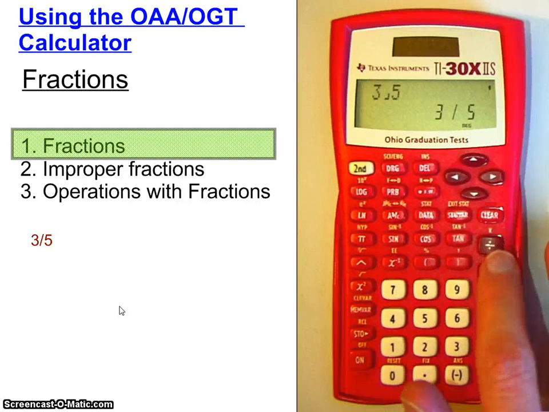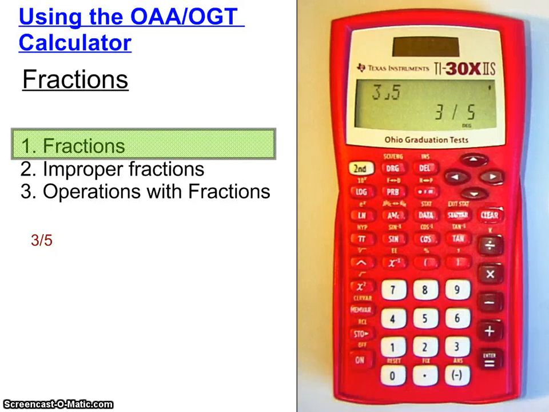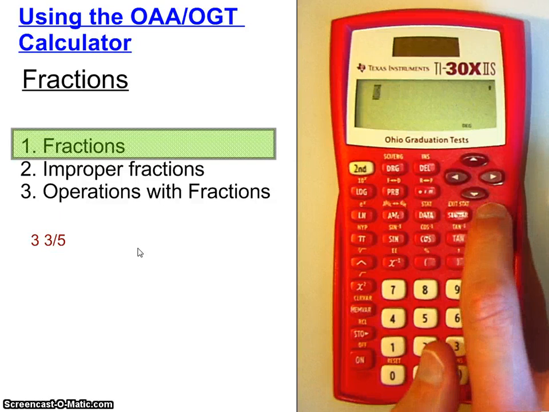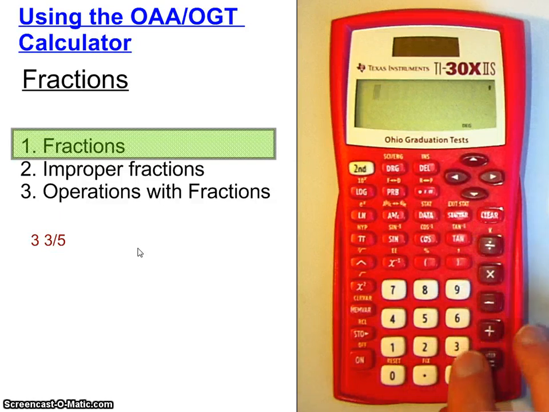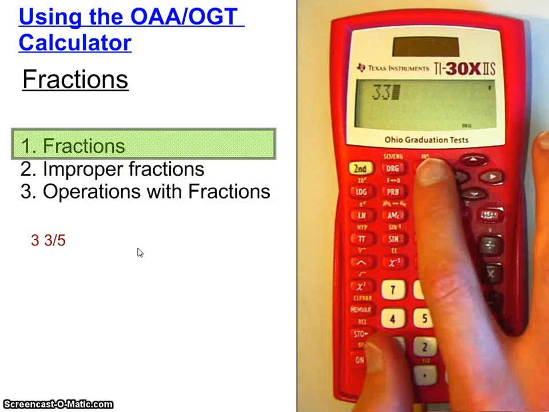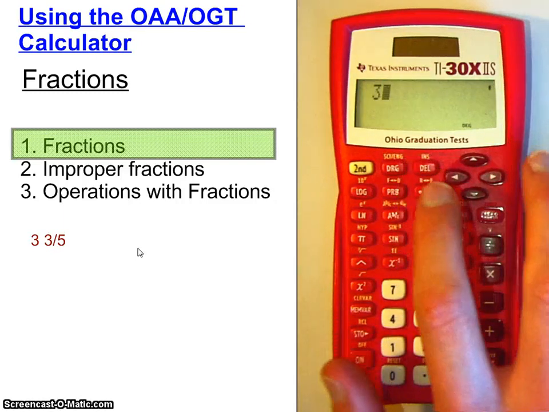Now, when you're looking at mixed numbers, let's go ahead and change this. Instead of 3/5, we're going to have 3 and 3/5. So we have a whole number in the 3, and then we have a fraction in the 3/5. So I'm going to jump over to the calculator, clear this out, and type that in. Whoops. Let's go ahead and delete that.